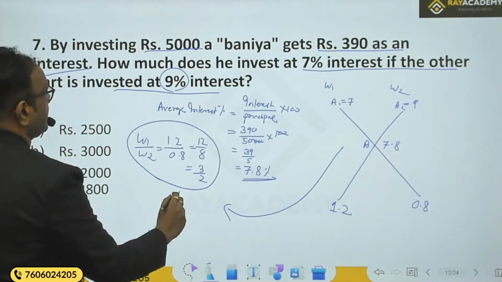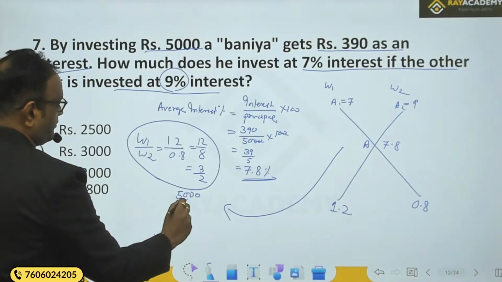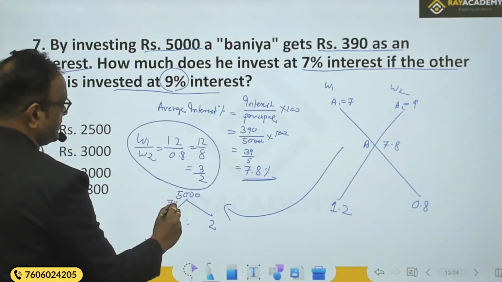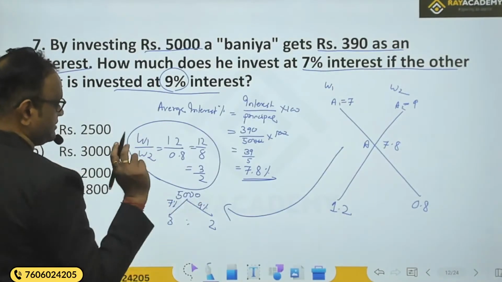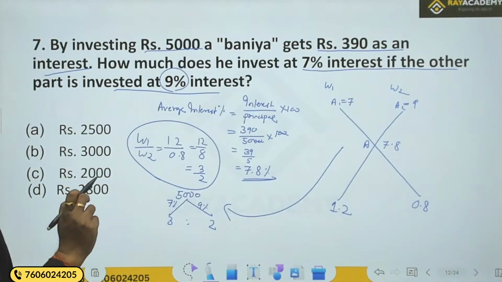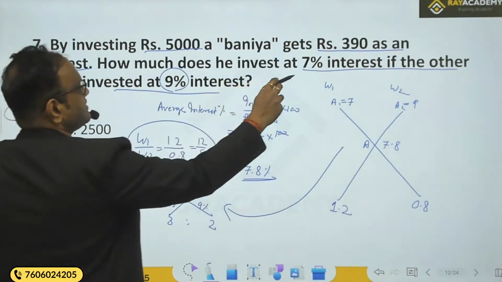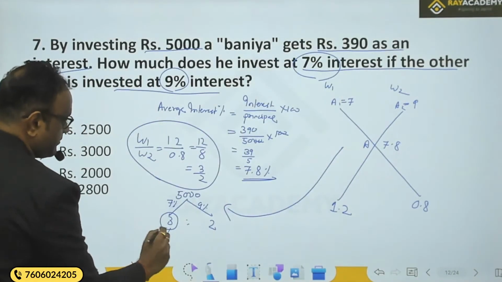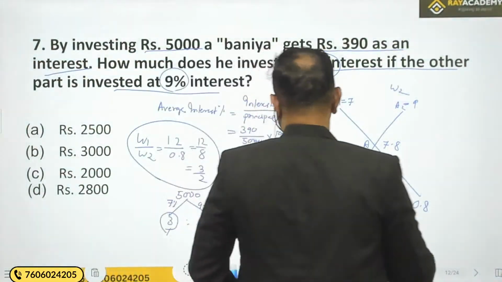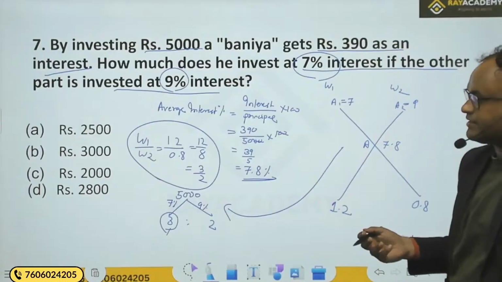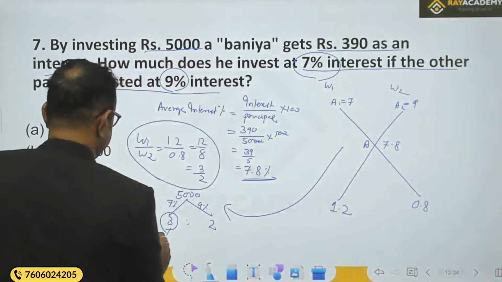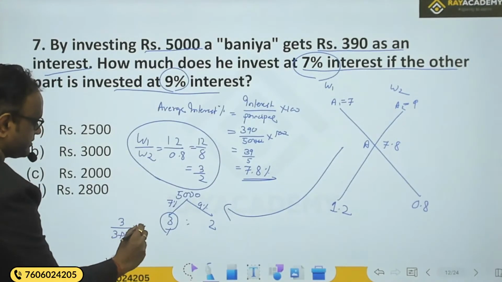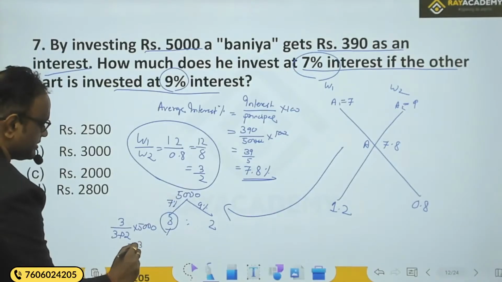So the 5000 sum is divided into the first part and second part in 3:2; one part is given at 7% interest, another at 9% interest. But in the question, how much does he invest at 7% interest? They are asking for this 3 part. So 5000 is divided in 3:2. What is the 3 part? That will be 3000 only. So simply you can say 3 divided by 3 plus 2 into 5000. So that is giving you 3000.